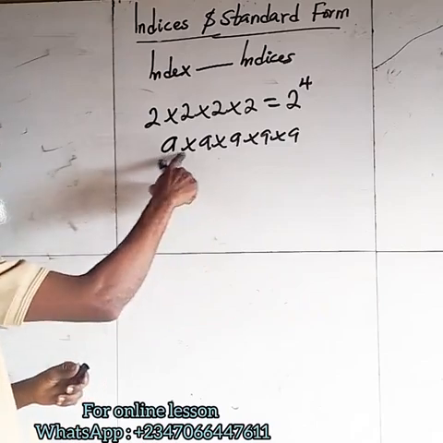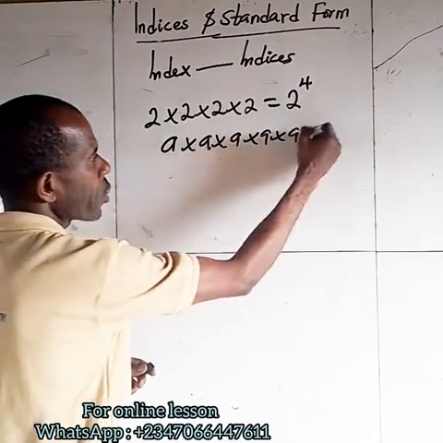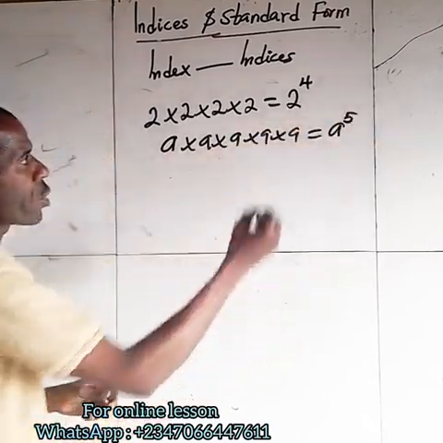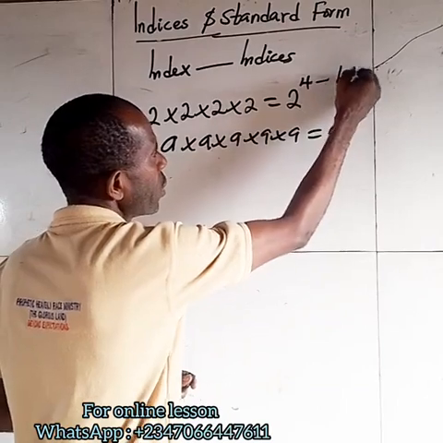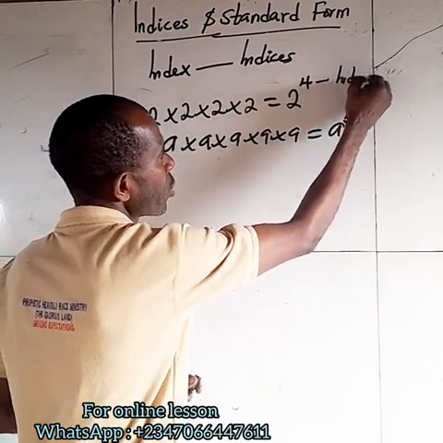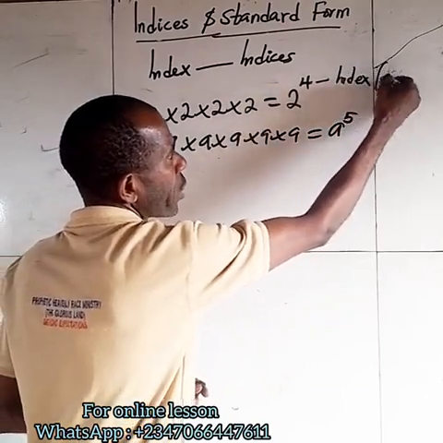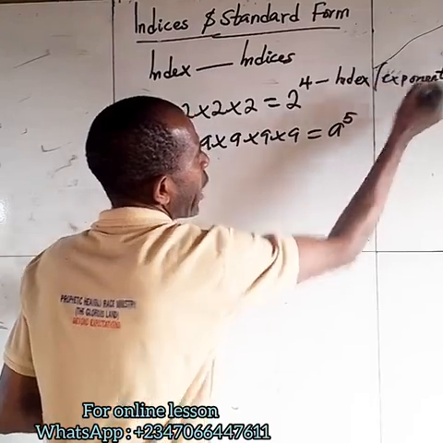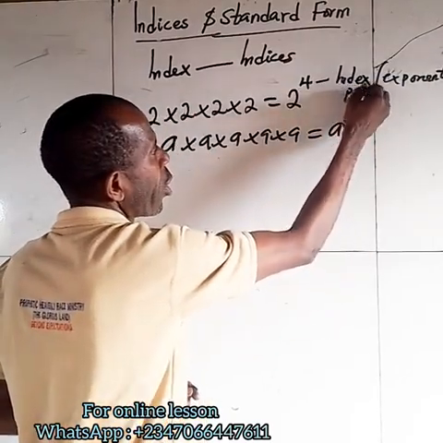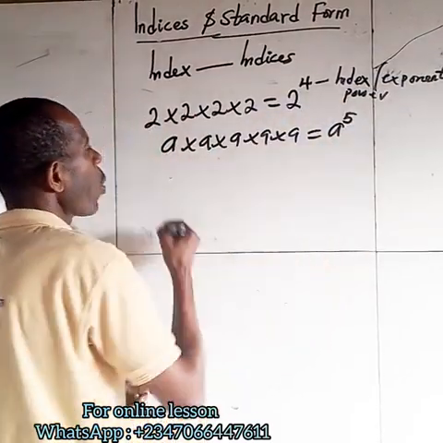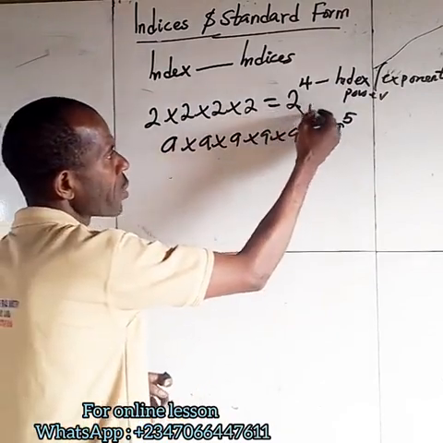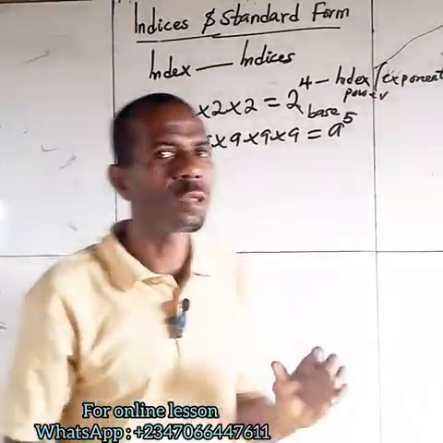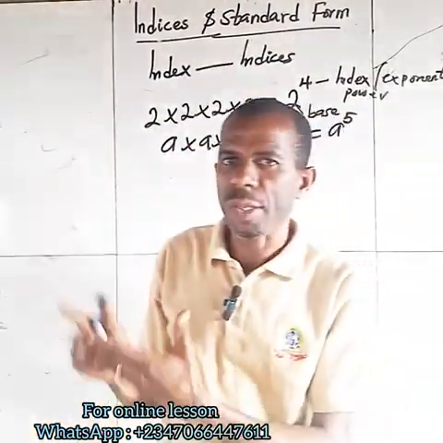How many times is a multiplied? 5 times. So here, this is called the index, or you can call it exponent. You can call it exponent, and as well call it power. All right? And this one here is the base. So, that is everything you need to know about what indices are.